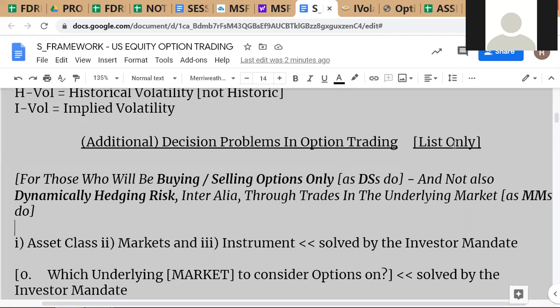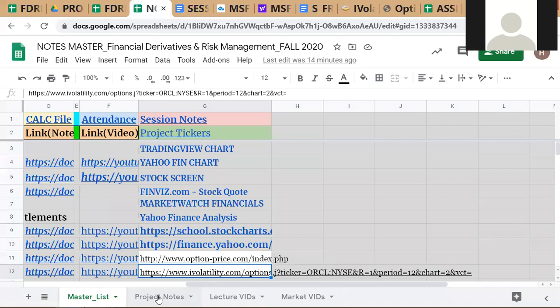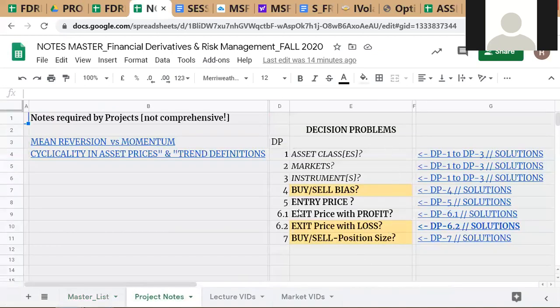So when we are listing this out, we are not listing out decision problems for the dynamic hedging scenario. We are only listing it out for this first type of approach to option trading. Okay. So let's go through our decision problems once again. We looked at the general decision problems in managing an investment fund. And you are already familiar with that, which is available to you here. These are the decision problems that we discussed. Now what happens when you trade options? You have some additional decision problems. So let's look at these.